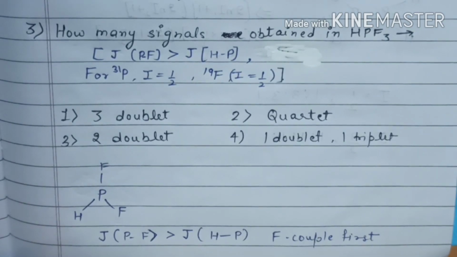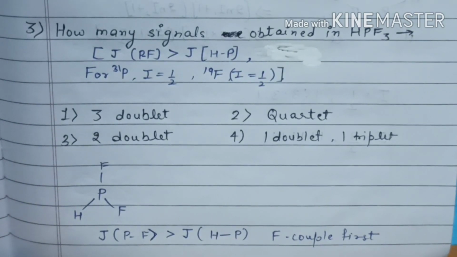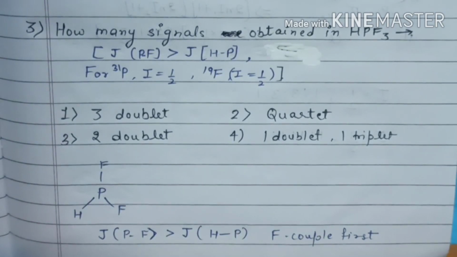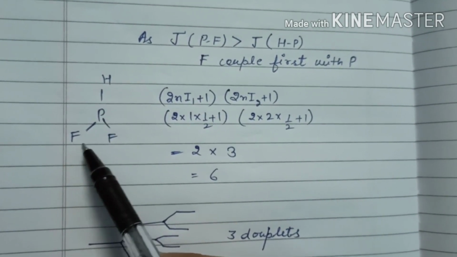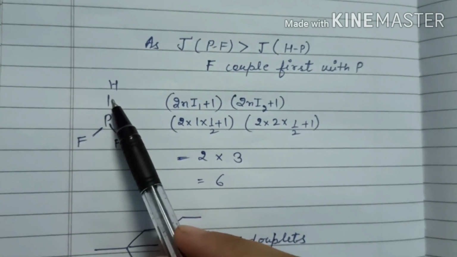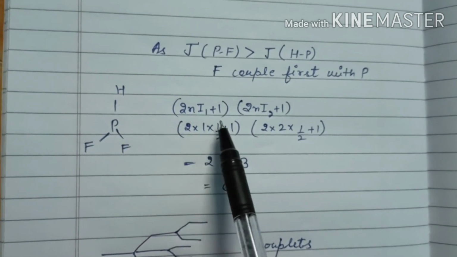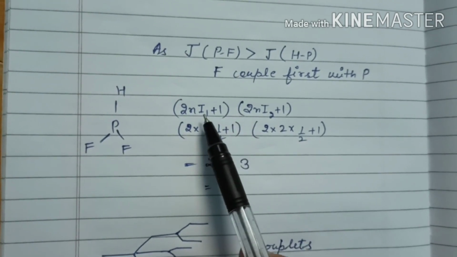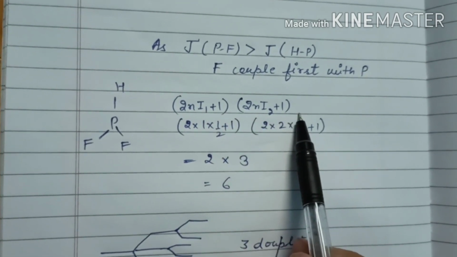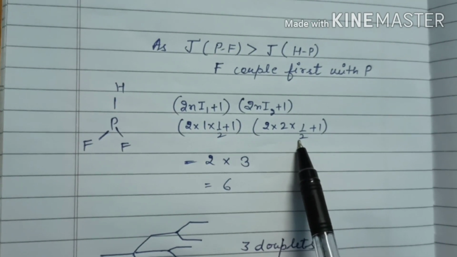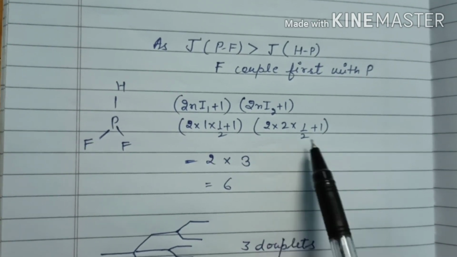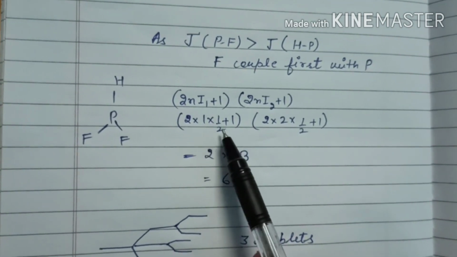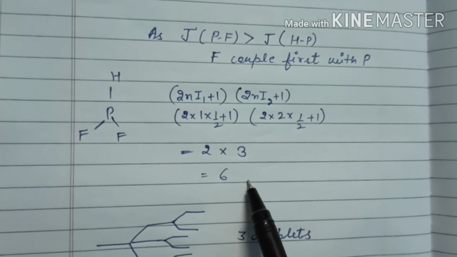As the J coupling of phosphorus and fluorine is higher than the J coupling of hydrogen-phosphorus, F couples first. Now see the structure. P is combined with two fluorine atoms and one hydrogen atom. Firstly, we calculate the signals by this formula, 2nI1 plus 1, 2nI2 plus 1. This is for the fluorine atoms, this is for the hydrogen atom. For 2 fluorine atoms, half is the spin number, for 1 hydrogen atom, half is the spin number. Total signals we get: 6 signals.